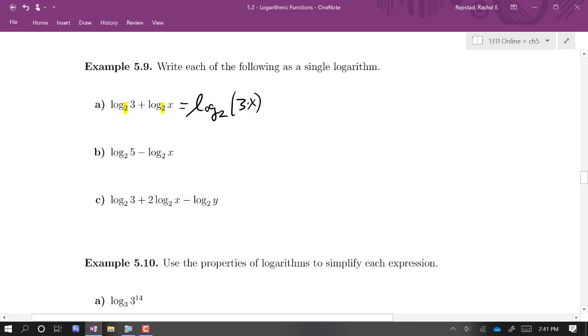Similarly, in part B, the base is the same. It's both 2. We're subtracting this time, so when we combine them, we're going to divide inside the log. We get log base 2 of 5 over x.